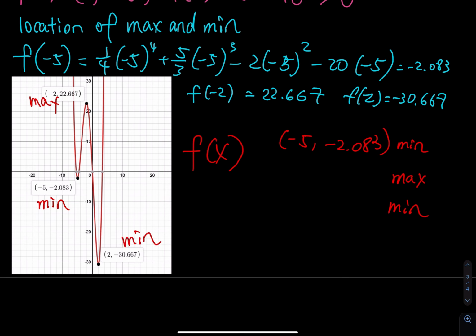And then the next point is x equals negative 2, 22.667, which is the max, and then the last point, x equals 2, negative 30.667, that is the local minimum or relative minimum, right? It doesn't matter which word you use, relative or local.